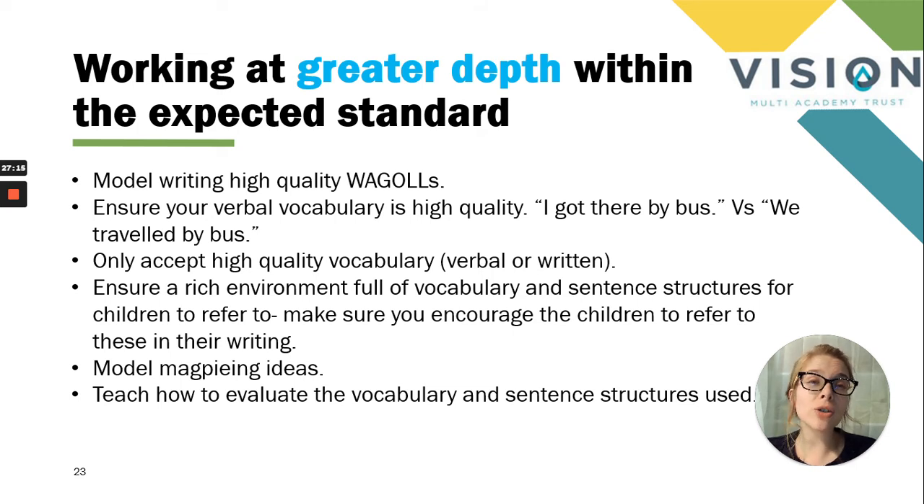So as you're going around your small group, pick out the fantastic examples that you see, read them out. I guarantee that if you say, John Smith has used this fantastic sentence in their writing, a lot of the rest of the group will try and include something just as good in their writing as well. And finally, it's really important that you teach how to evaluate the vocabulary and sentence structures used. So get the children to read back their work, to reflect on it. That is the difference between a child who's working at the expected standard or who's working at greater depth within the expected standard. It is that evaluation of what they've written and really asking them to bring it up to the next level.